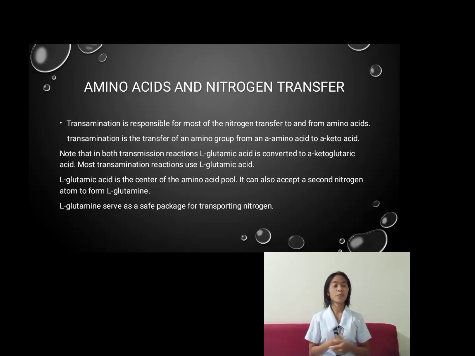Note that in both transamination reactions, L-glutamic acid is converted to alpha-ketoglutaric acid. Most transamination reactions use L-glutamic acid. L-glutamic acid is the center of the amino acid pool. It can also accept a second nitrogen atom to form L-glutamine. L-glutamine serves as a safe package for transporting nitrogen, and in the human body, L-glutamine is the major compound for transferring nitrogen from one cell to another via the blood vessels.